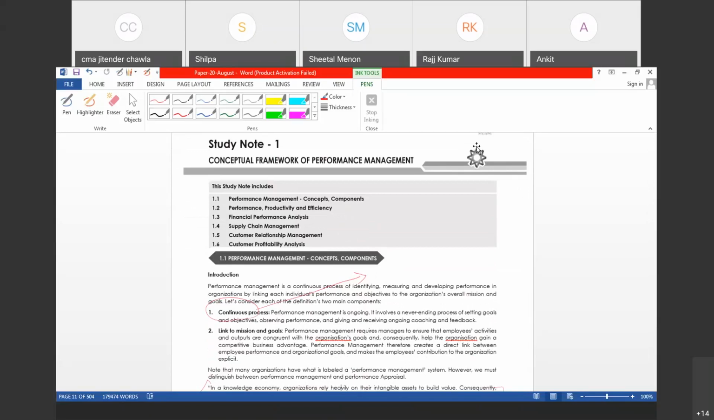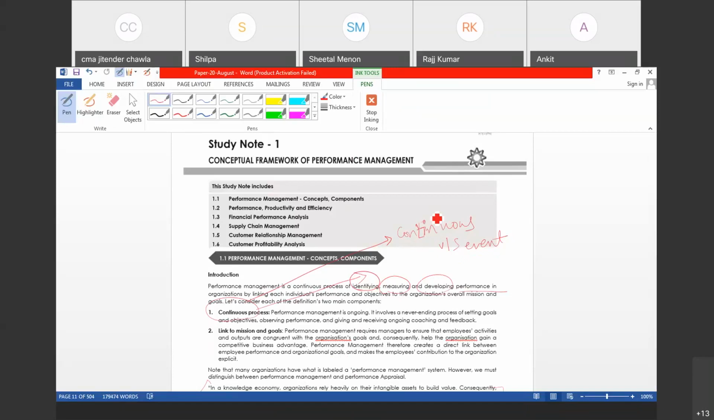But when we talk about performance management, it means identification, measurement, development of financial performance in the organization, right? So, the very first thing, is it a continuous process or is it an event? So, starting with, I'm raising a question whether performance management is a continuous process or whether it is an event. To answer this, I must say performance management is a continuous process.